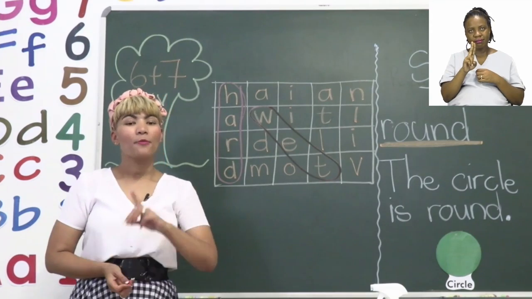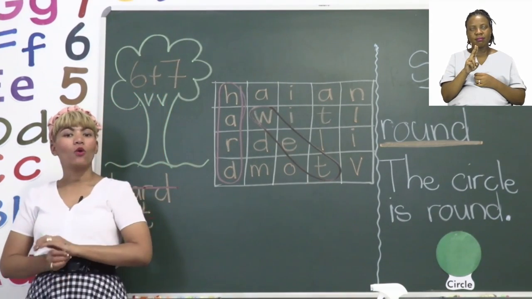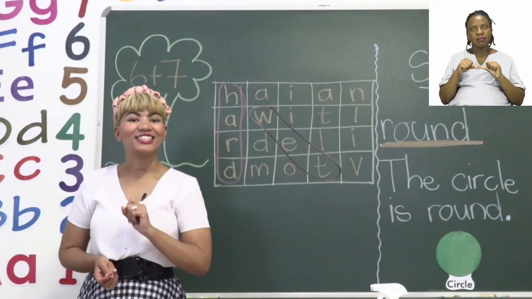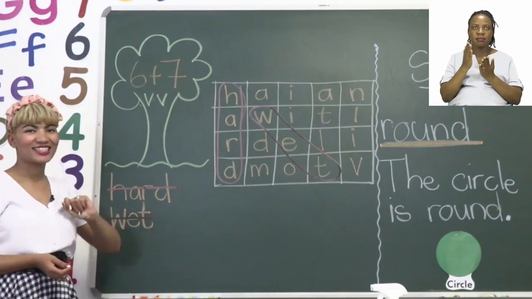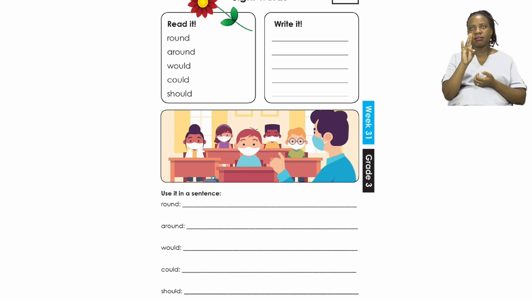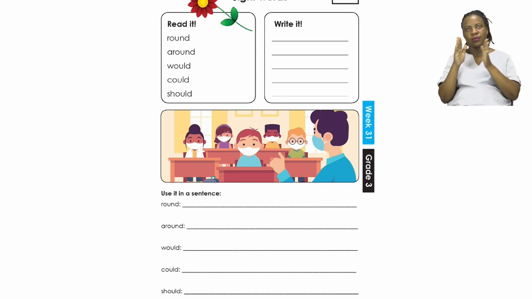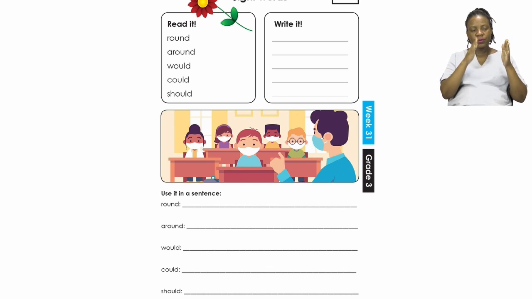Now everyone, before you move on to finding all the other words, let's turn our booklets to page 7. Here we are doing sight words. On the page you will see there are 2 tables. In the one you have some reading words, because on top it says read it. And there you have a list of words. Let's go ahead and read all the words.